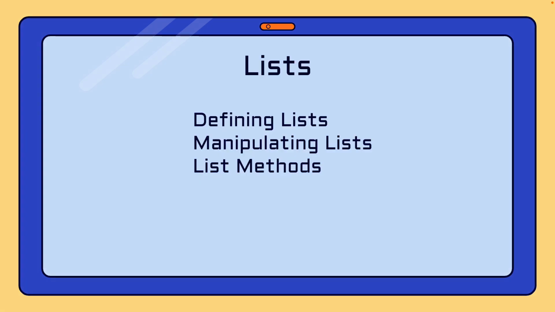Okay, so in this section, we're going to be focusing on lists and three things related to lists in particular. So we'll see how to define lists, how to manipulate lists, so like how to change the data inside lists, how to access that data, and all the things that we can do with that data. And then finally, we'll see some list methods. And afterwards, I'll show you how to find additional resources for lists.